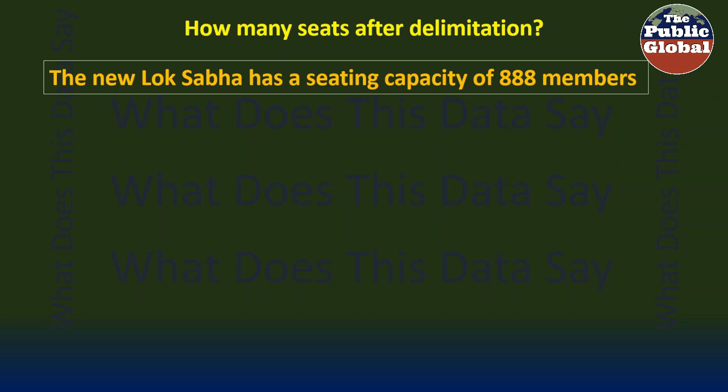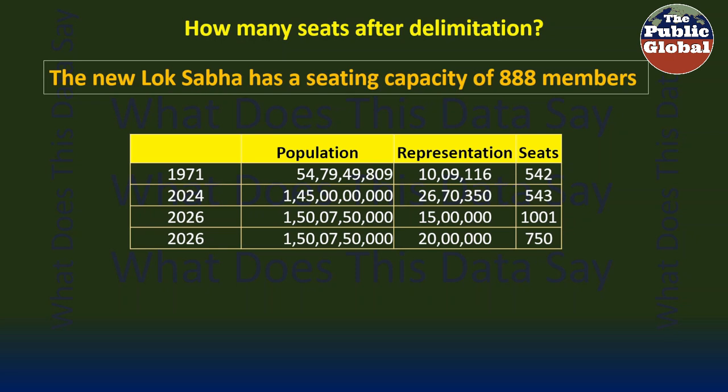The new Lok Sabha that has been constructed by the Modi government has a seating capacity of 888 members. You may recall that the 1976 delimitation done by Indira Gandhi was based on the 1971 census. In 1971, our population was around 54.79 crores. 542 seats were delimited. The one seat that was missing was that of Sikkim, which was not a part of India at that time. So each Lok Sabha member represented, on an average, about 10 lakh people.